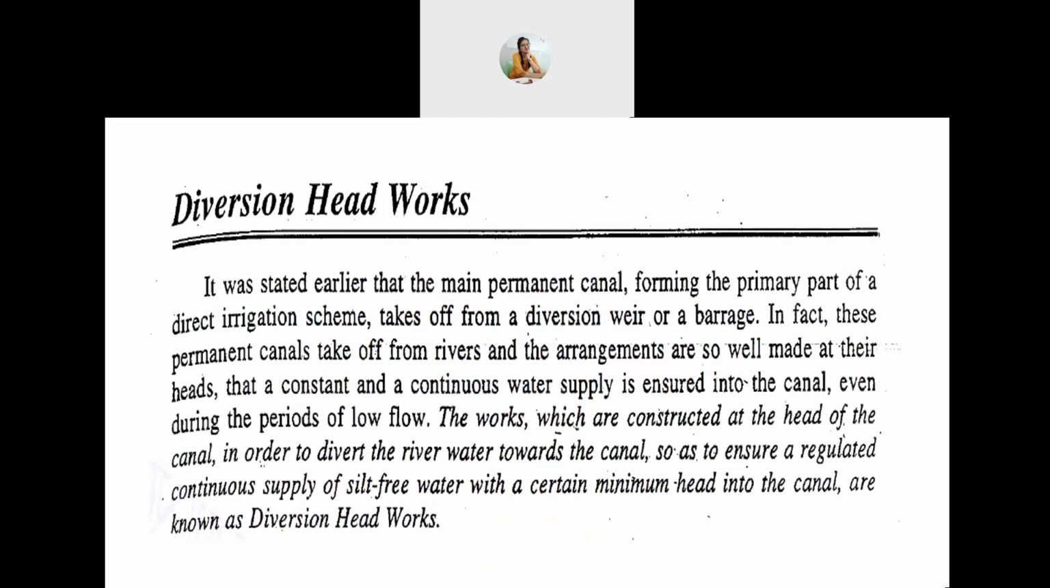So, diversion headworks. It was stated earlier that the main permanent canal forming the primary part of a direct irrigation scheme takes off from a diversion weir or a barrage. In fact, these permanent canals take off from rivers, and the arrangements are so well made at their heads that a constant and continuous water supply is ensured into the canal even during periods of low flow. The works which are constructed at the head of the canal in order to divert the river water towards the canal, so as to ensure a regulated continuous supply of silt-free water with a certain minimum head into the canal, are known as diversion headworks.